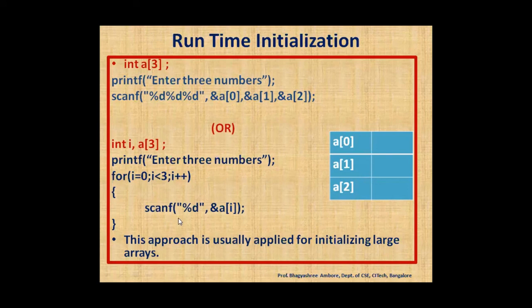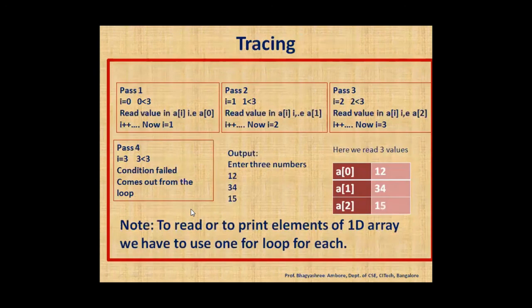Usually we apply this approach for initializing the large arrays. Now we'll see how the tracing will take place. In our first pass, i value was 0 and 0 is less than 3. It reads the value in a of i, that is a of 0. First value will be read in a of 0, second value will be read in a of 1, and third value will be read in a of 2.